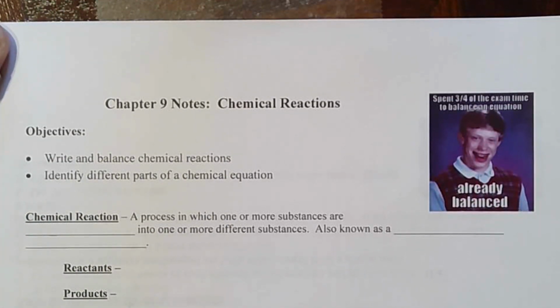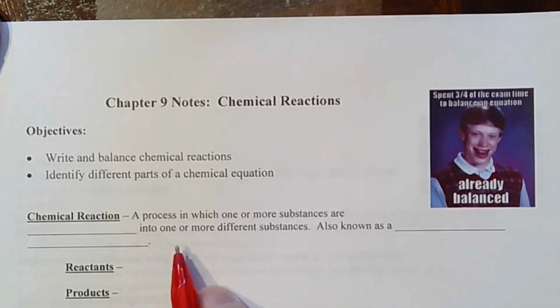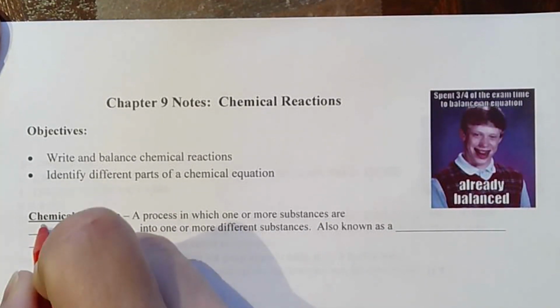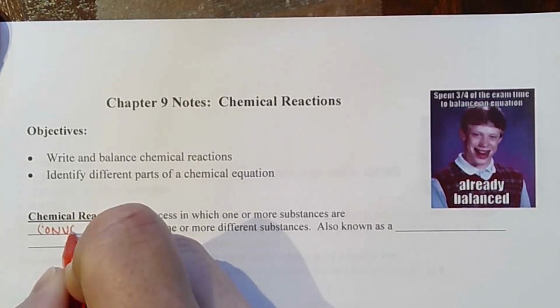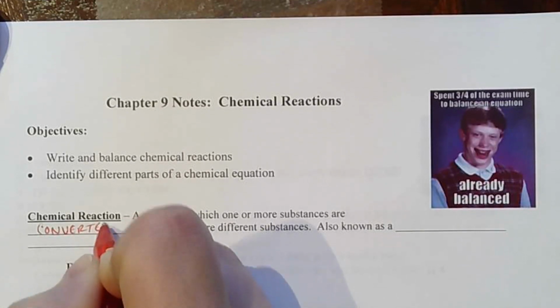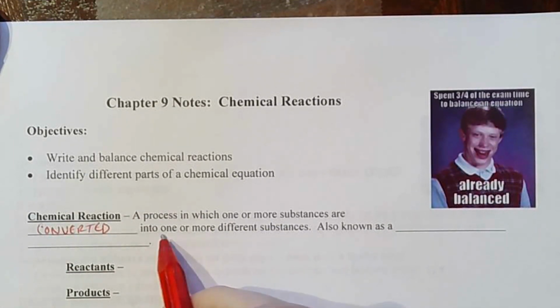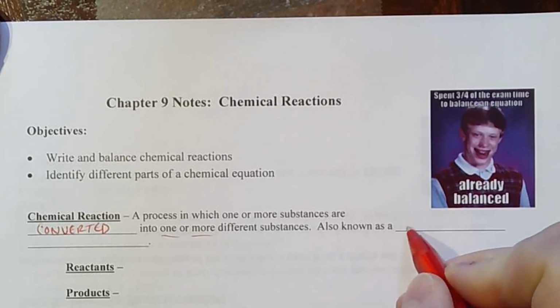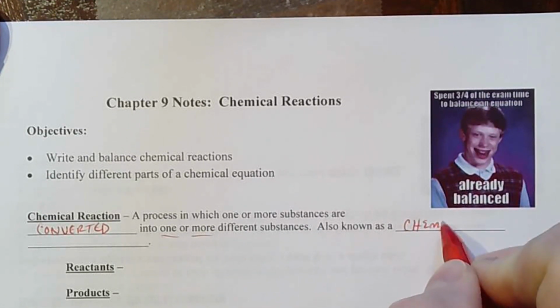Today we're going to start the notes on chemical reactions. And just to dive right into it, a chemical reaction is defined as a process in which one or more substances are changed or converted into one or more different substances. This is also referred to as a chemical change.